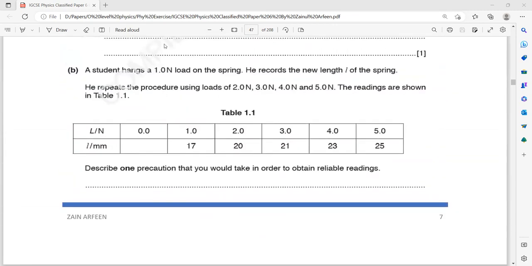Then we have to plot a graph with the values. What are the values we have? We have 0 and it was 15. It was 11 or 12 for you, but I'm using the answer from the marking scheme. So 15. When it is 1, it is 17. When it is 2, it is 20. 3 is 21. 4 is 23. And 5 is 25. This one is the force, and here is the length.